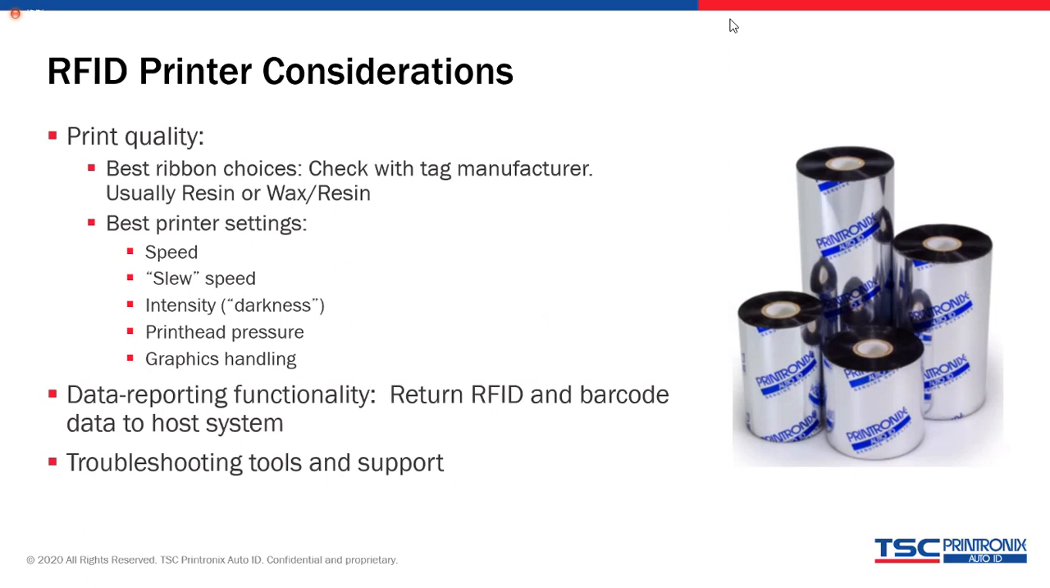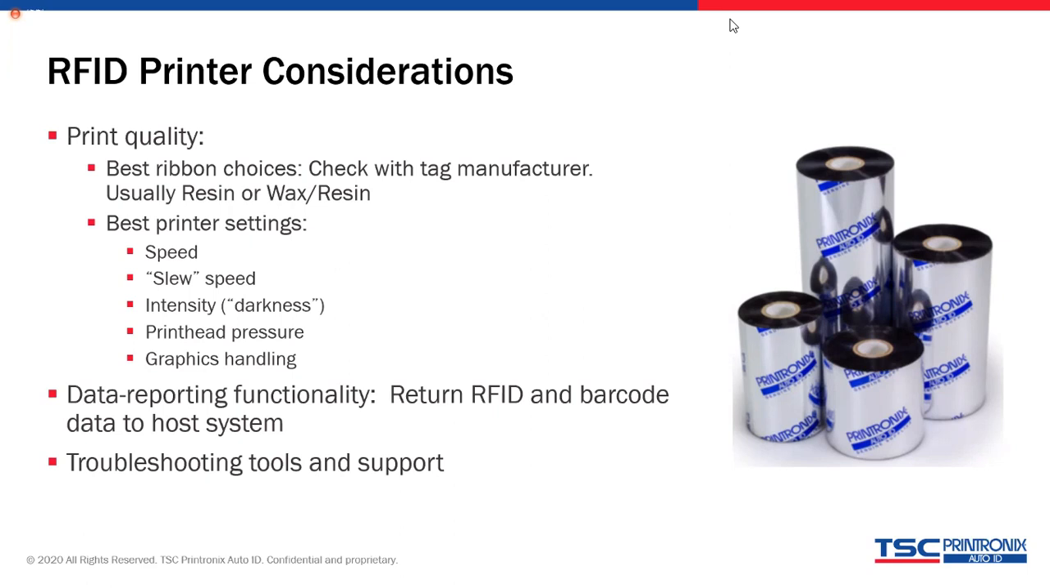You might need to monkey with what we call intensity, some people call it darkness, some people call it heat. This is the amount of time that the printhead elements get turned on or off. The longer they're turned on, the more they burn the ribbon and produce a darker image, but of course you can go too far and you can actually melt the ribbon. So you want to dial up or down that intensity to get the best print quality without melting the ribbon.